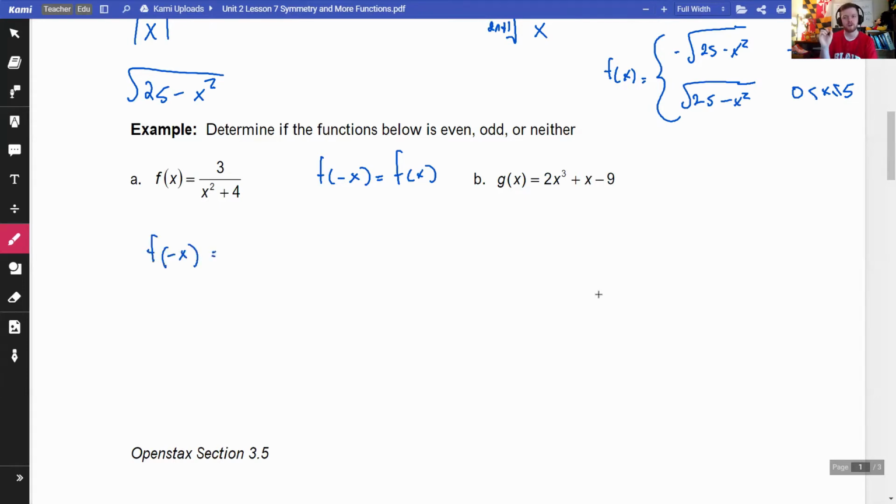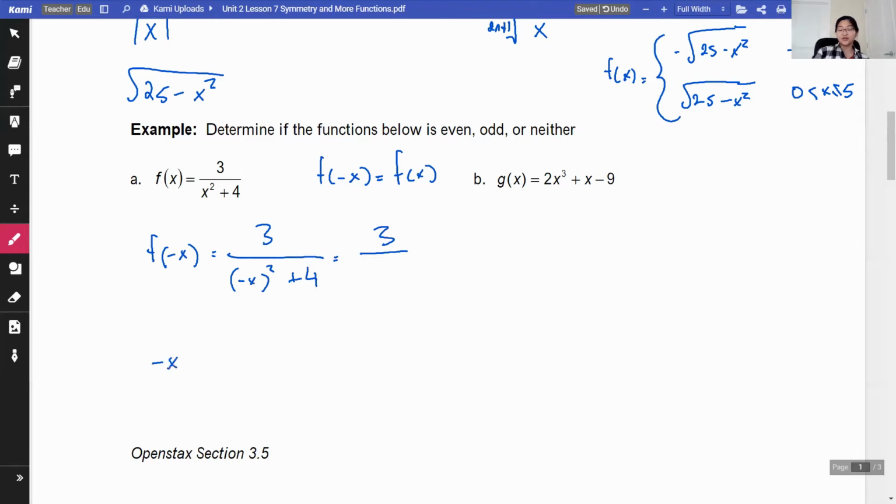As we're kind of composing functions here, we're taking the negative x function and putting it into the f function. So what's that going to look like? 3 over parentheses negative x, and that quantity squared plus 4. Cool. But when we square anything, we just get out the positive, right? So we have x squared plus 4 in our denominator.